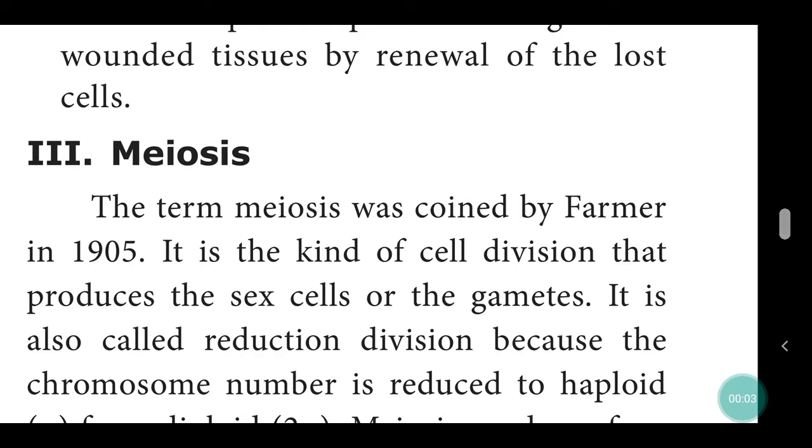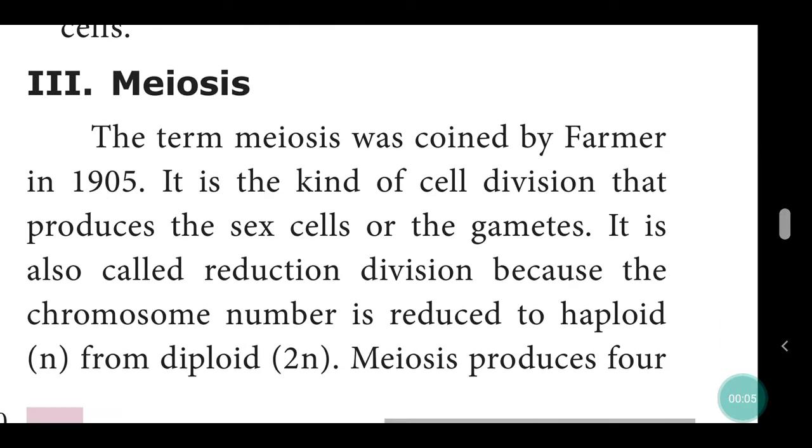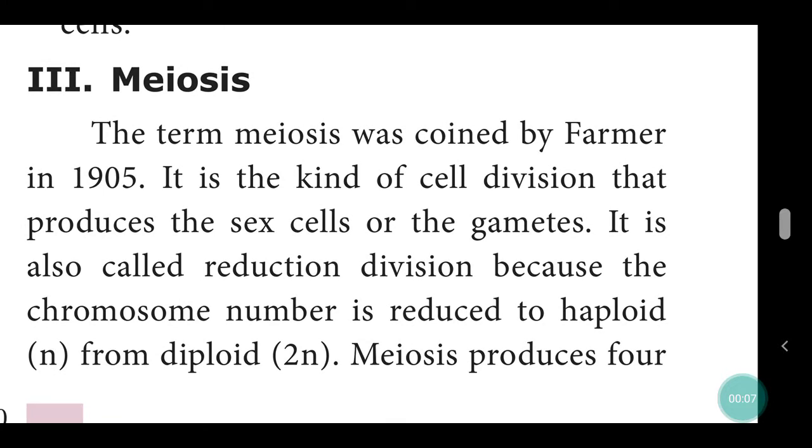Good morning, students. Today we are going to see about meiosis. Already we have seen mitosis. Today, meiosis. The term meiosis was coined by Farmer. This is the scientist's name, not an agriculturist. In 1905, it is the kind of cell division that produces the sex cells or the gametes.